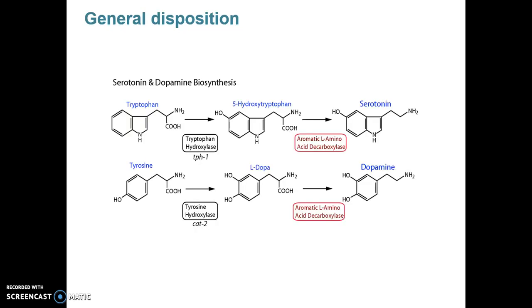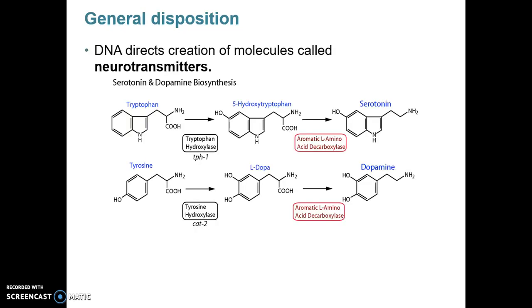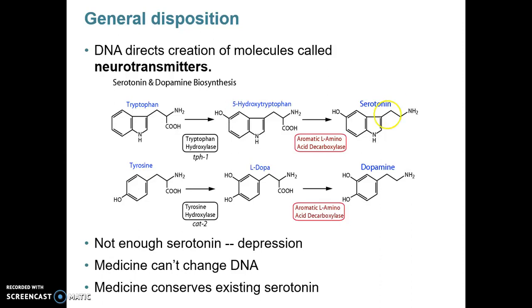DNA also creates proteins that in turn create neurotransmitters. Neurotransmitters play a huge role in personality and in overall mood. Serotonin is involved in happiness. If you don't have enough serotonin, you're going to become depressed because your brain can't send enough of the nerve signals that are necessary to feel happiness. Dopamine is involved in memory and motivation as well as in mood.